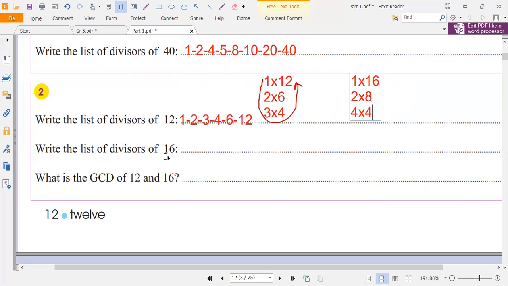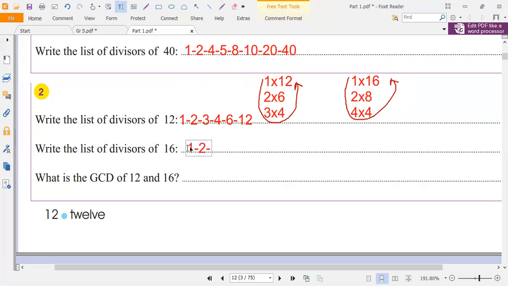By 5? No. By 6? No. By 7? No. By 8? It is the same as 2 times 8, 8 times 2. So we have no more products. So we draw the letter U and we write them in order.